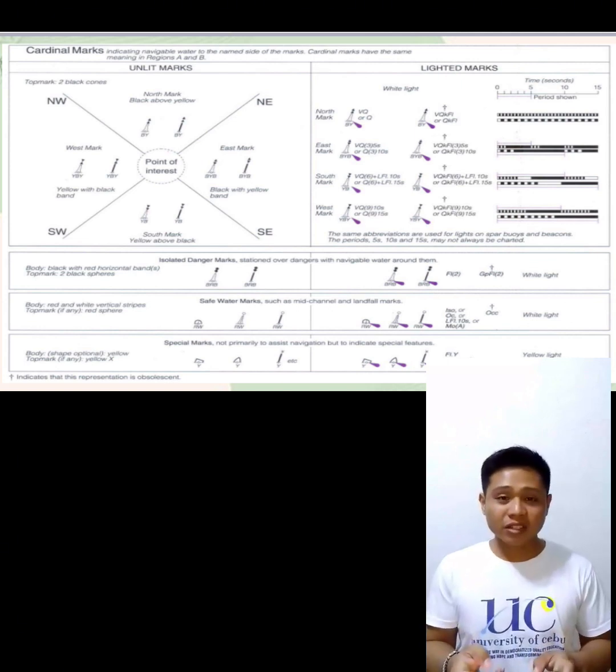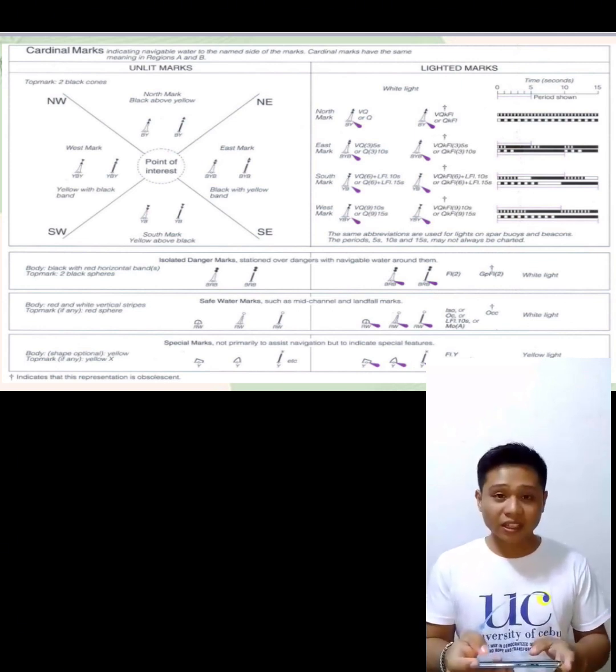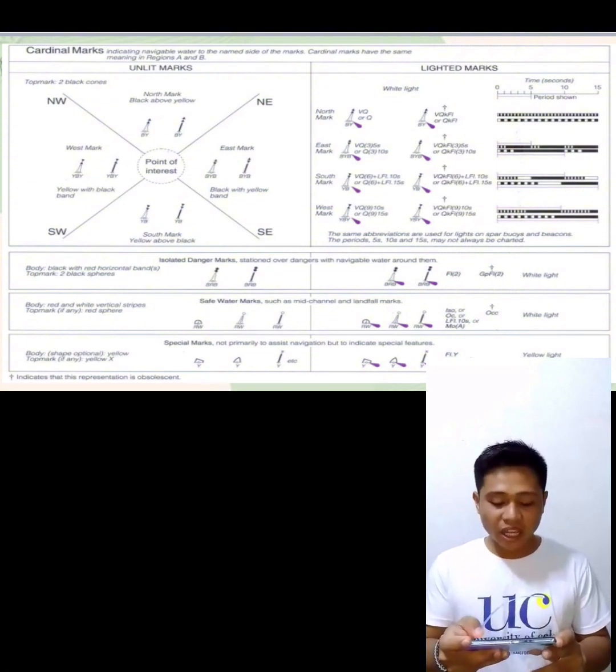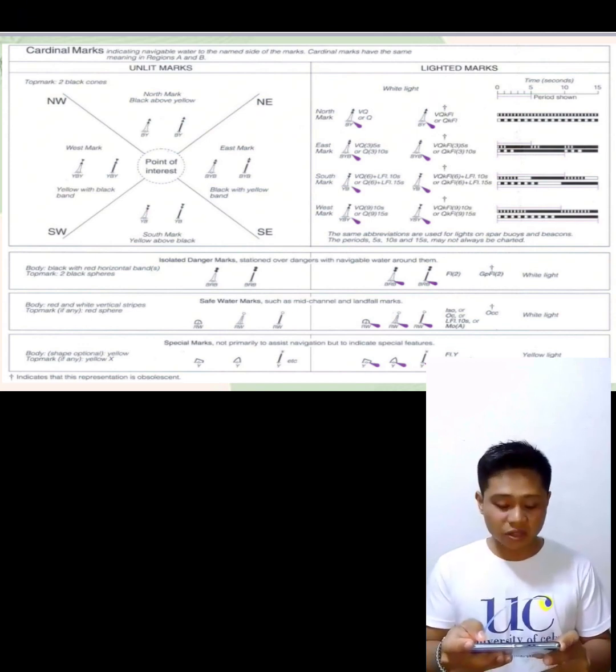I'm Joseph Angelo, and I'm here to talk about the cardinal marks. Cardinal marks indicate navigable water to the named side of the marks. Cardinal marks have the same meaning in Region A and Region B.